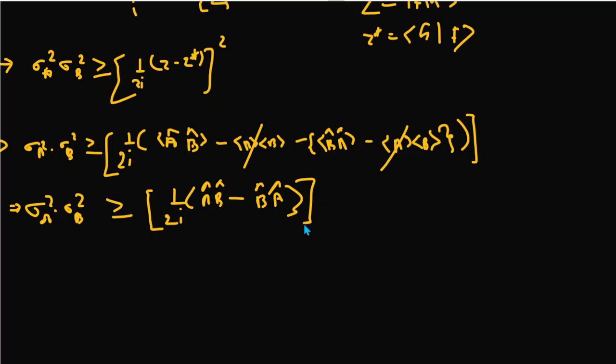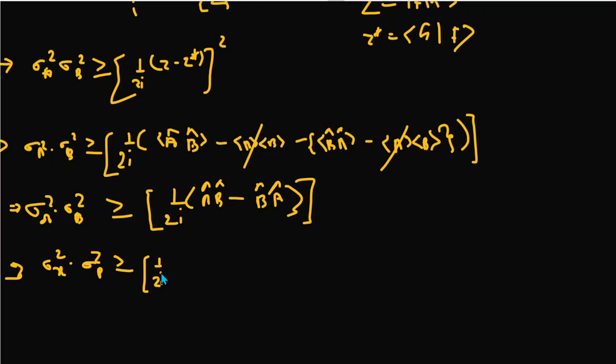Now here is the main part. Here A is the observable. So what if I put A observable as position, which is x, and B as momentum? What will happen? So let's see. Putting the value of A as sigma x square and B as momentum, this will be sigma p square greater than or equal to 1 over 2 iota.